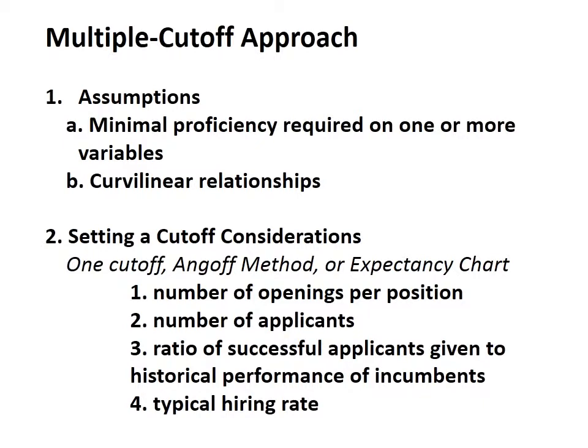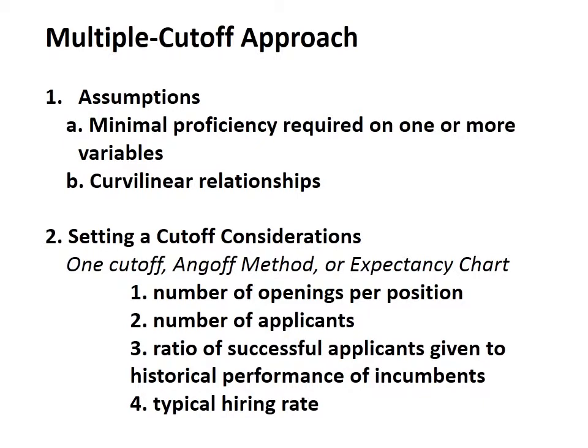Again, the assumption is that there's also this curvilinear relationship, that at a certain point you shouldn't be doing regressions anymore because it isn't linear. You need a certain amount of skill, and if you have less than that skill, you're going to perform poorly. If you have more and more of that skill beyond the minimum, it may have a slight relationship with performance, but it is not a strong correlational linear relationship.